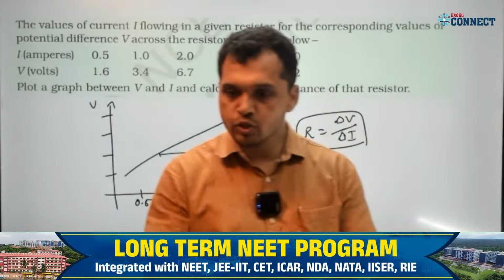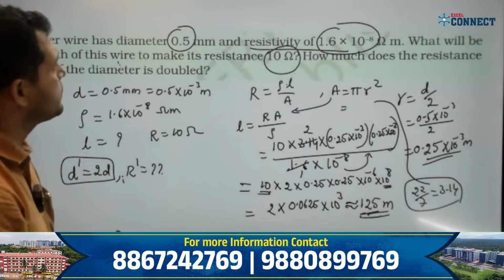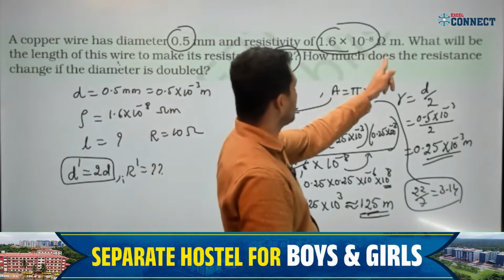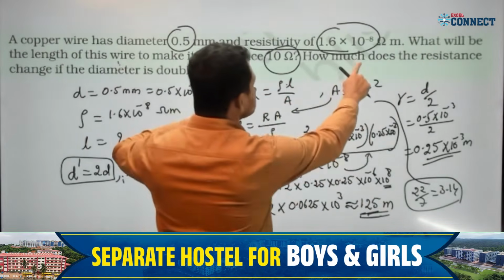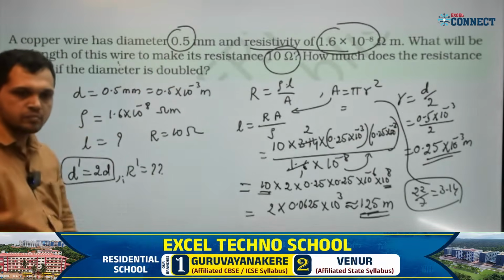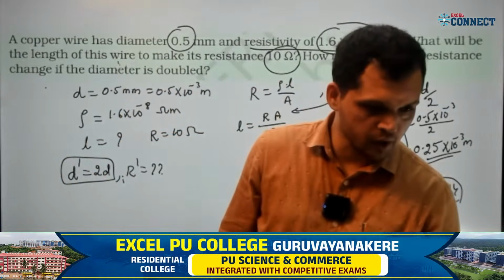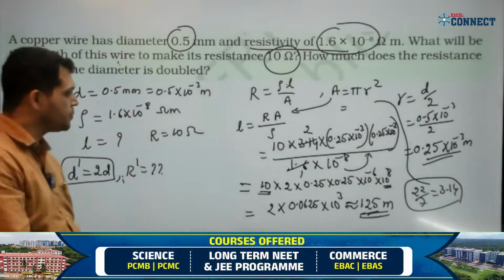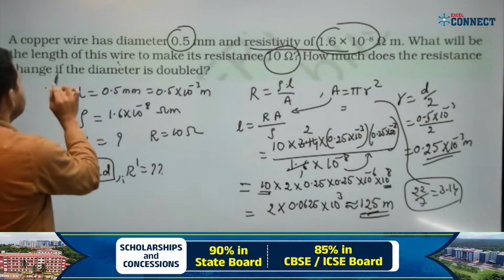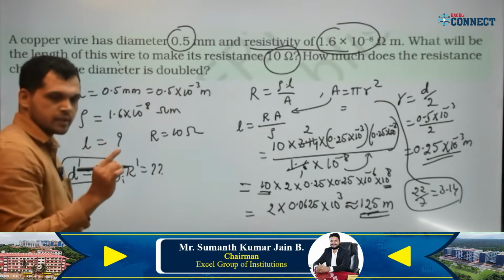If someone is saying the last question is not completed, yes, I will check once again. What is remaining there? Yes, the last part: how much does the resistance change if the diameter is doubled? Yes, one part is pending. Thank you, Pratiksha, for remembering. One more part is remaining. That is, how much does the resistance change if the diameter is doubled? That is the last question, correct?